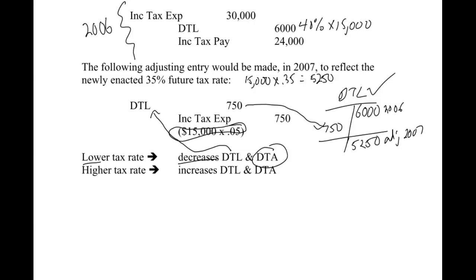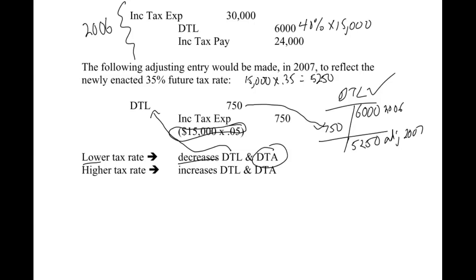What we're going to do in the next video is look at what happens if Congress has already voted and said next year the rates will be this and so forth. Meaning we're in the current year, but we know next year's rates will be different. How do we go about handling that?